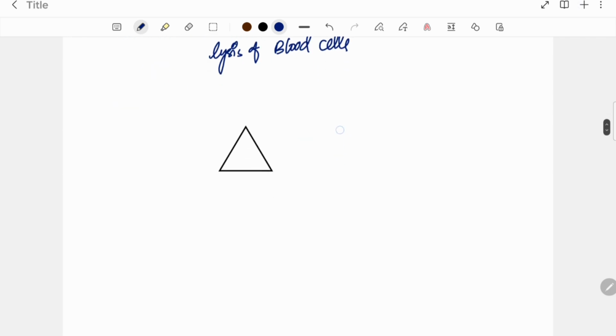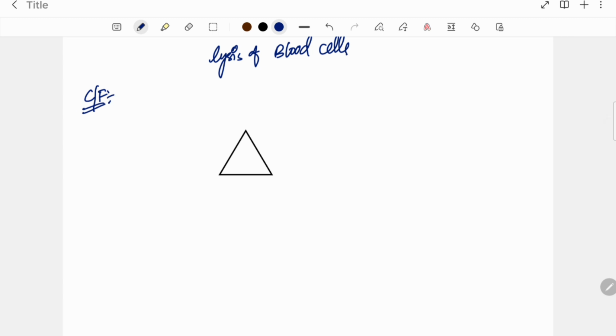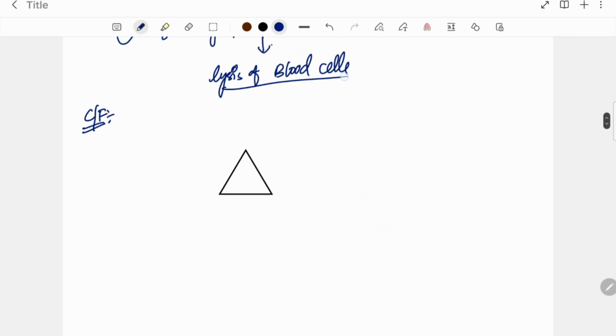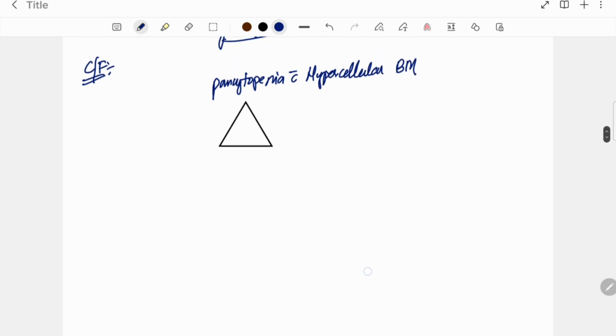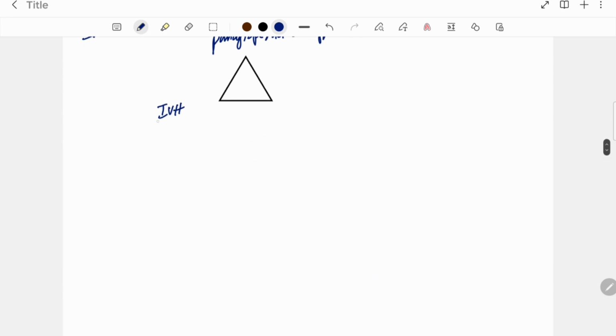So in the clinical features, we see a triad in PNH. Because of the lysis of the blood cells, all the cells, RBC, WBC, and platelets, will be reduced. So this will lead to pancytopenia. Pancytopenia with hypercellular bone marrow is seen. Because of this RBC lysis, that is intravascular hemolysis, hemoglobinuria is seen. Because of hemoglobinuria, we see cola colored urine.